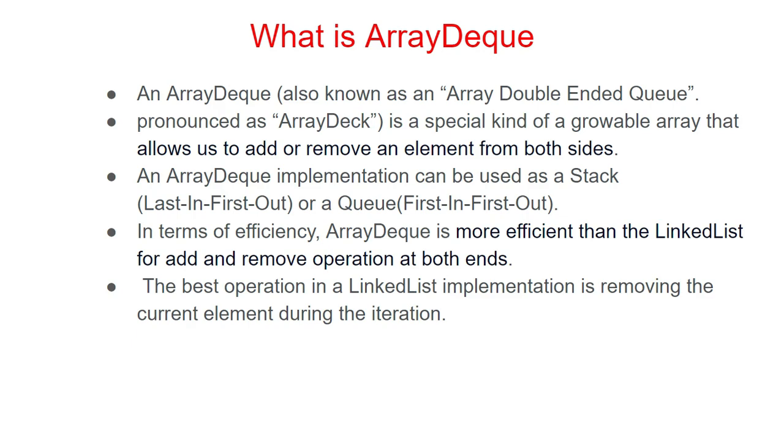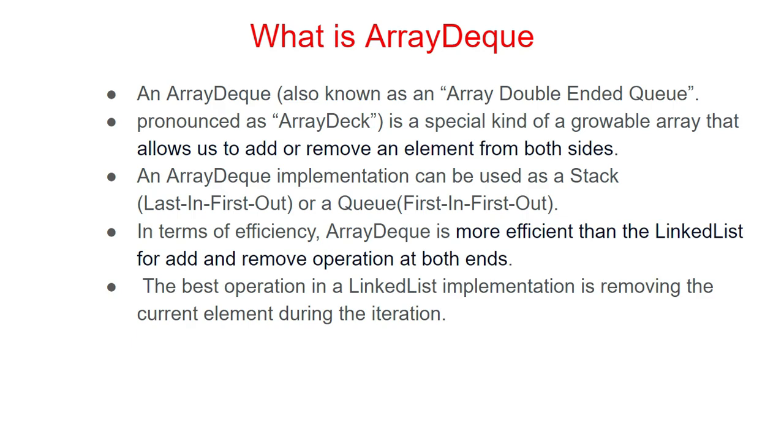ArrayDeque, also known as an array double-ended queue, is a special kind of growable array that allows us to add or remove an element from both sides. The ArrayDeque implementation can be used as a stack, last in first out, or as a queue, first in first out.